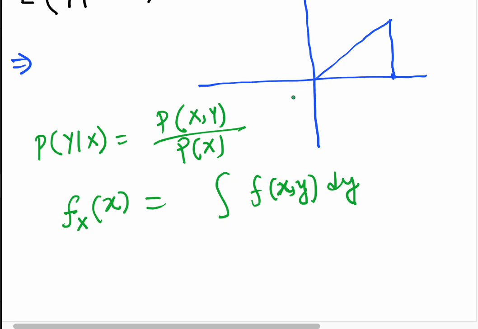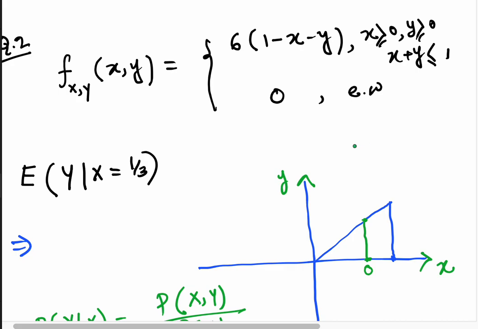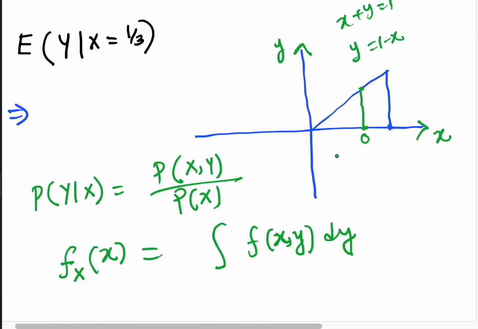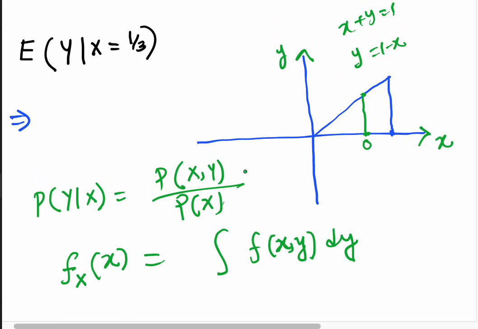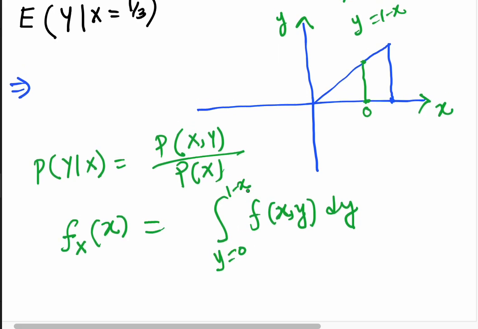Now what is the range of y? This is y, this is x, so if I take any arbitrary line, y goes from 0 to the point which satisfies x plus y equal to 1. In this point, what is the value of y? y is 1 minus x. So for arbitrary x, y goes from 0 to 1 minus x. So that is the limit.